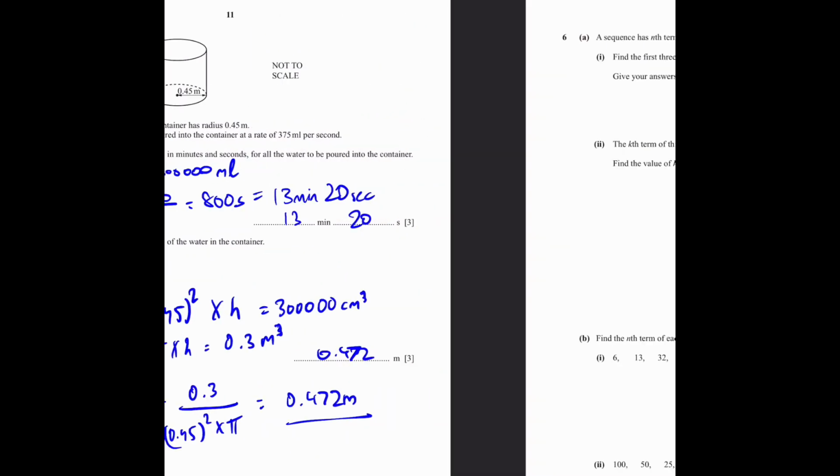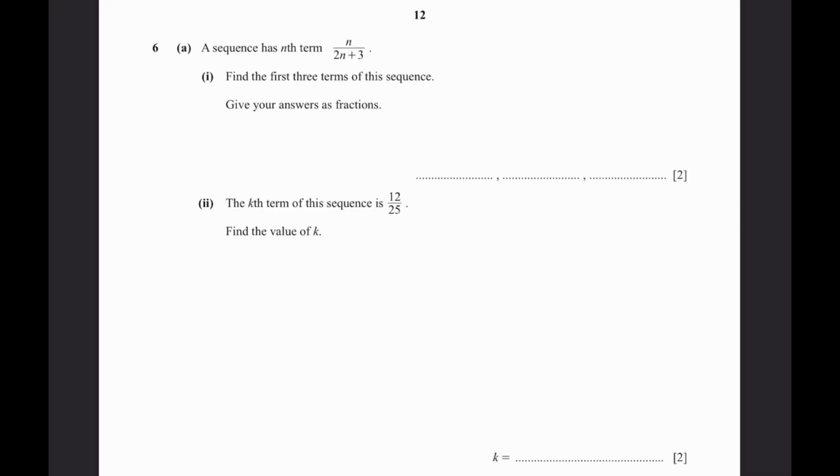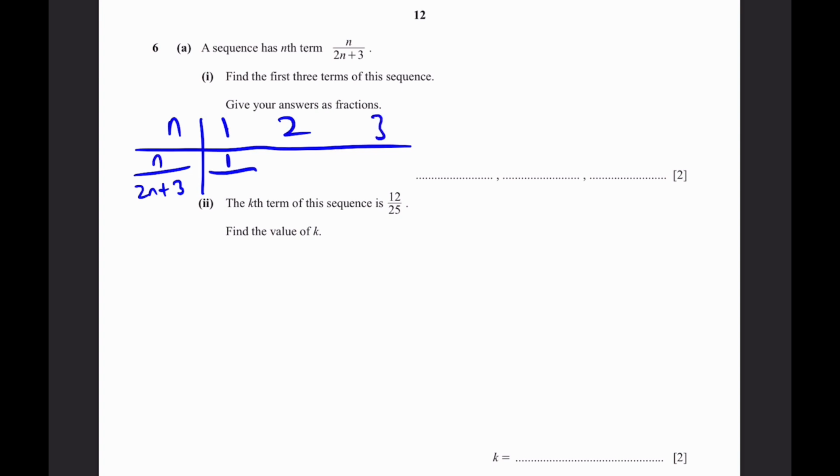Let's go to question 6. A sequence has nth term n by 2n plus 3. 1. Find the first 3 terms of the sequence. Give your answers as fractions. So that means n equals 1, n equals 2, n equals 3. Let's just make a small table. So we have 1, 2, and 3. And then this is 1 by 2 into 1 plus 3, 1 by 5. 2 by 2 into 2 plus 3, 2 by 7. 3 by 3 into 2 plus 3, 9. And this 3 by 9 can be written as 1 by 3, right? So 1 by 5, 2 by 7, and 1 by 3.